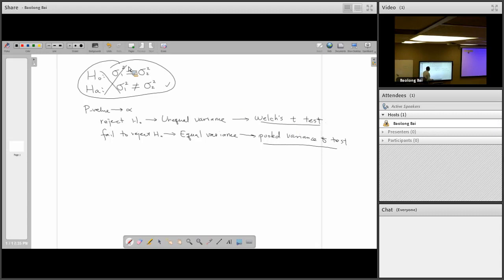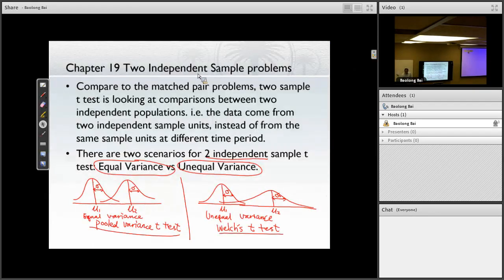So instead, we're only going to focus on the equal variance test. So for all the problems you work with for two independent samples, use the pooled variance t-test. Okay? Ignore the other, but you need to know the other one also exists.